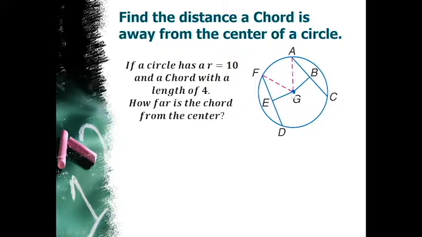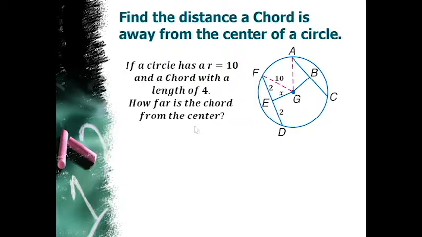Now the key to this is we can draw this radius really wherever we want, but we're going to draw it here because what it creates right here is a right triangle, which is key to solving this question. So we want to know how far the chord is away from the center. Well, if we have a radius of 10, we could measure this here to be 10. FD we know has a length of 4, which means this is 2 and this is 2, because this line is not just perpendicular to the chord, but it also bisects the chord.